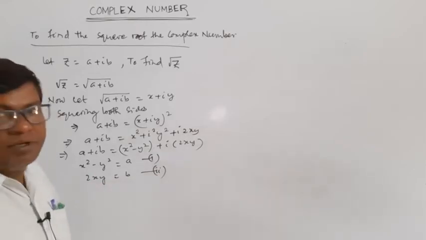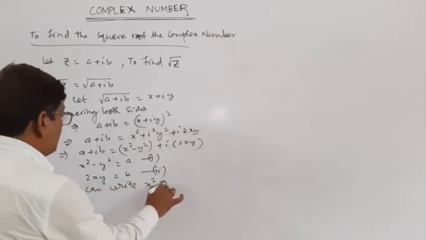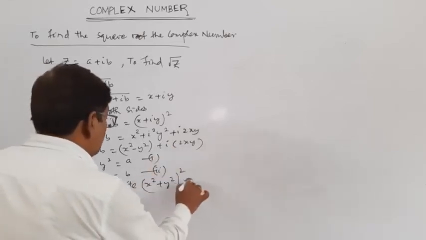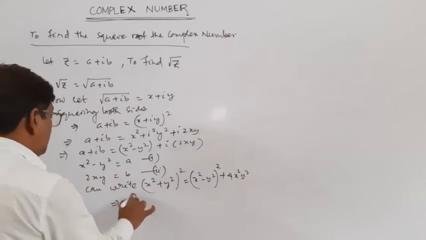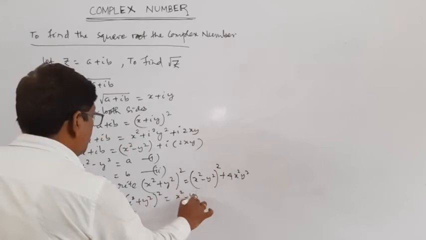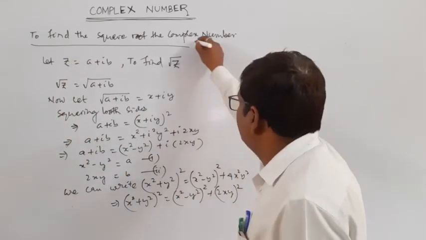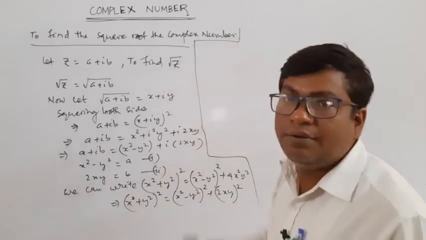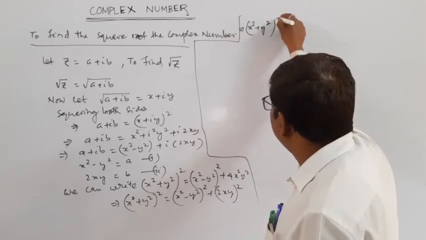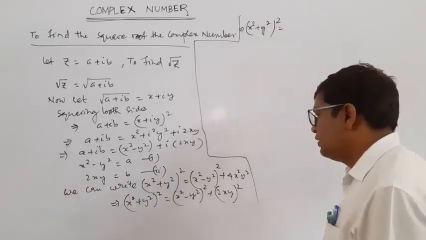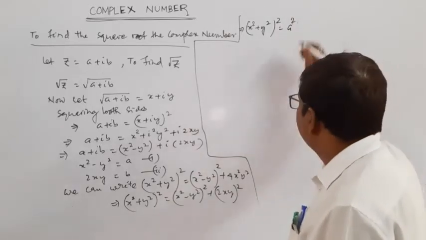Now we can write (x² + y²)² is equal to (x² − y²)² + 4x²y². That implies (x² + y²)² is equal to (x² − y²)² + (2xy)². Now (x² − y²)² means a², and (2xy)² is b².